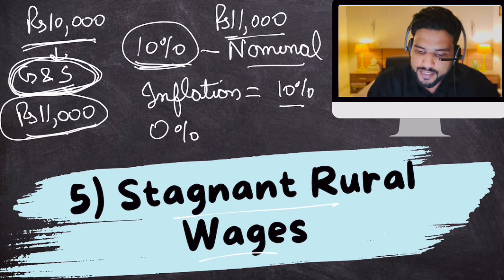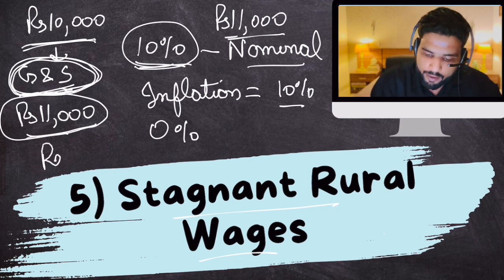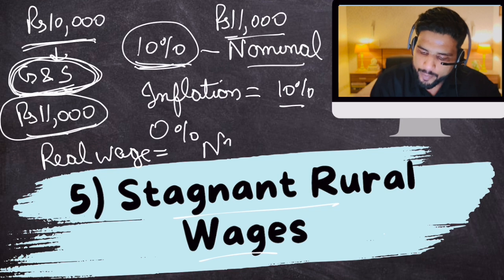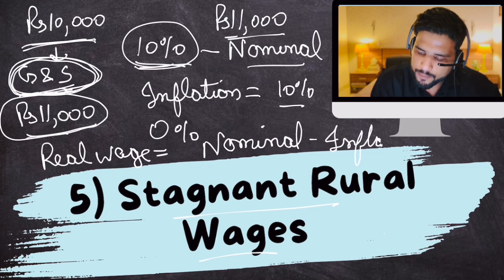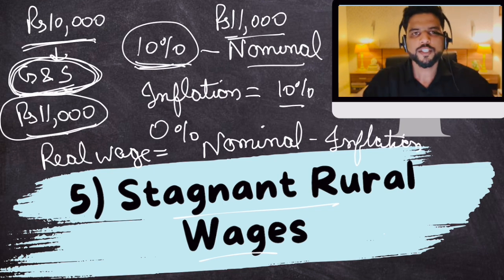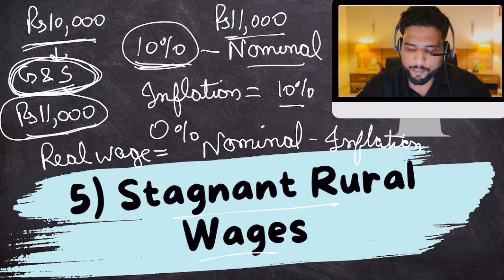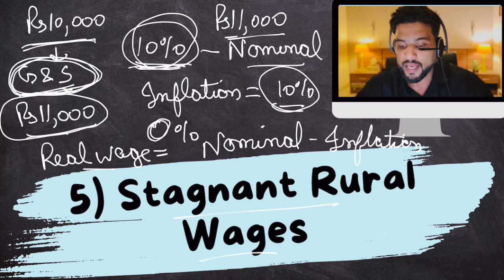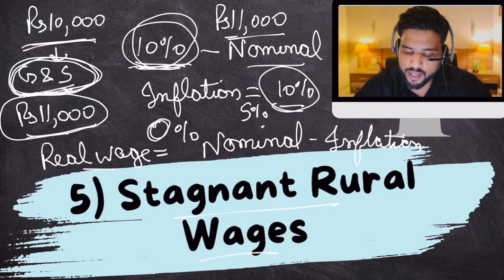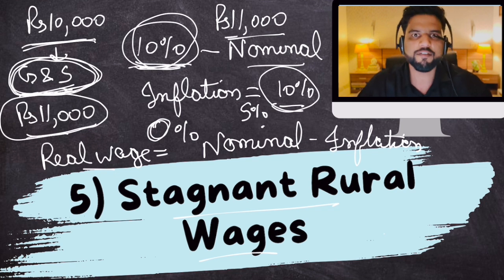So this is real wage growth rate. So real wage growth rate is equal to nominal minus inflation. So when you subtract inflation rate from nominal wage growth rate, you get real wage growth rate. In this example, nominal wage growth rate was 10%. Inflation was 10%. So his real wage growth rate came out to be 0%. If the inflation was 5%, then his real wage growth rate would have come out to be 5%.